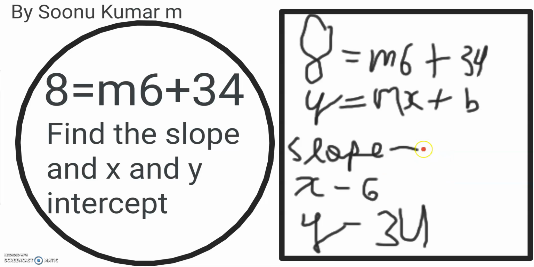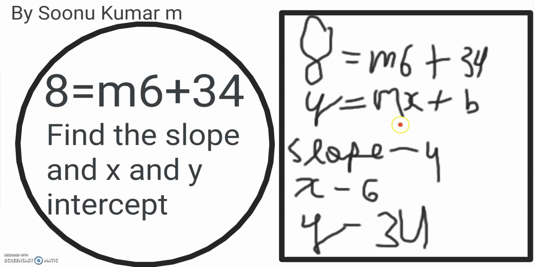Understood? Got it? Anyone has a doubt? So our slope will be 4. Understood? So let me explain you a little bit more. Y equals mx plus b. This is the first step. 6 you write as x, and then y will be 34. Slope will be 4 because 8 minus 34 by 6, which is 24 by 6, which is 4. These are the steps you have to use.